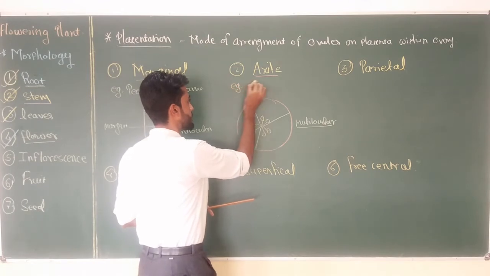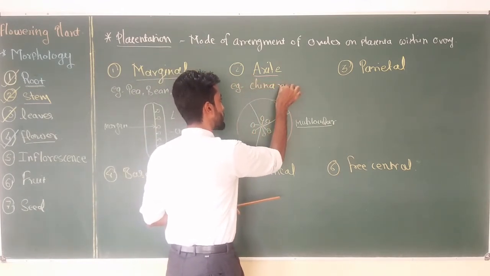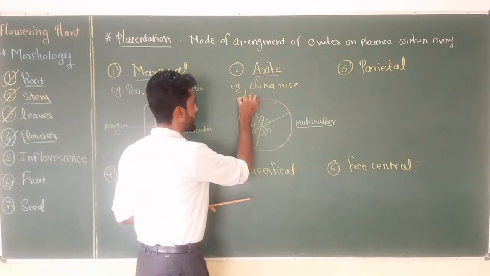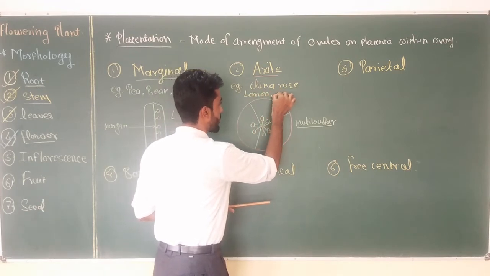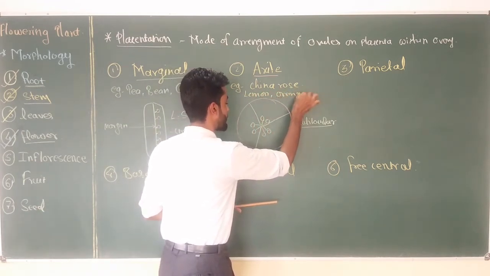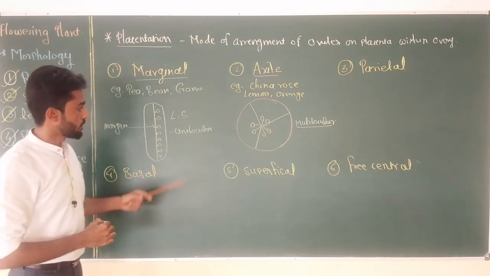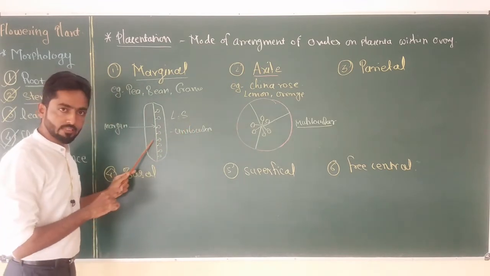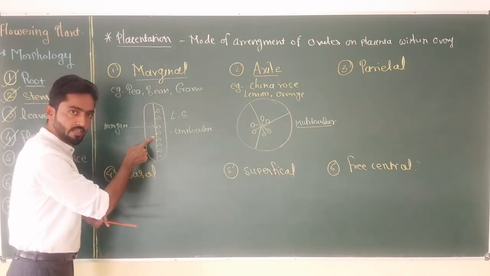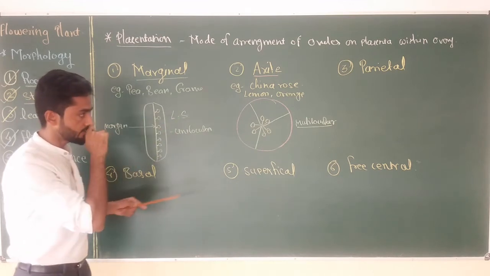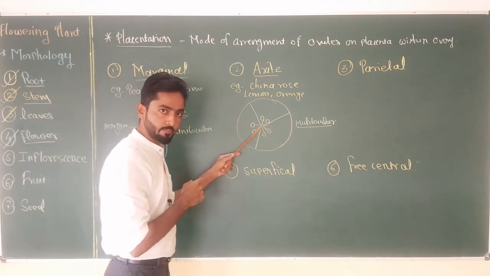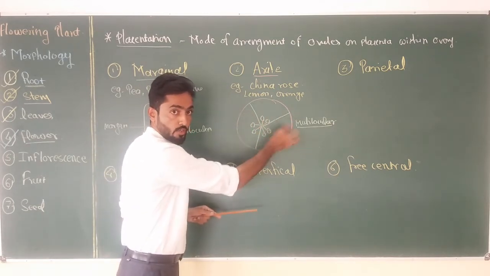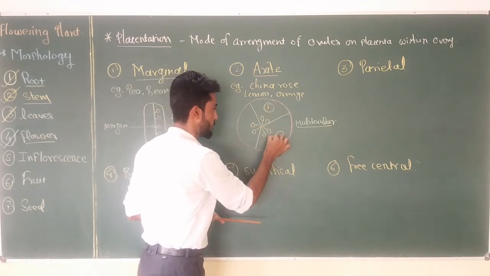Examples are China rose or citrus plants, which include lemon, orange, etc. So the main difference between marginal and axial placentation is that in marginal placentation, ovules are attached to the margin with the help of placenta. Now in this case, ovules are attached to the central axis with the help of placenta, and the ovary is divided into a number of different sections or compartments, like section number 1, 2 and 3.